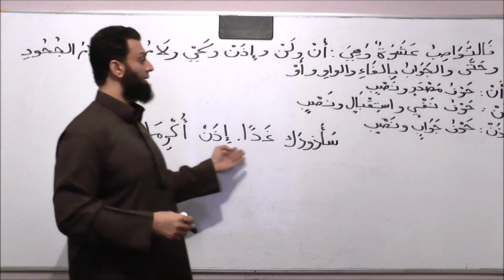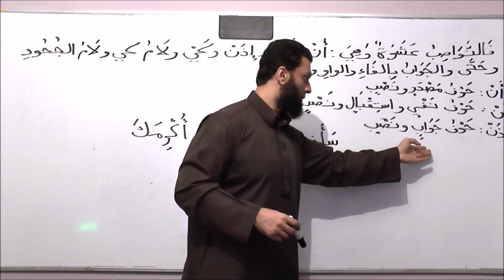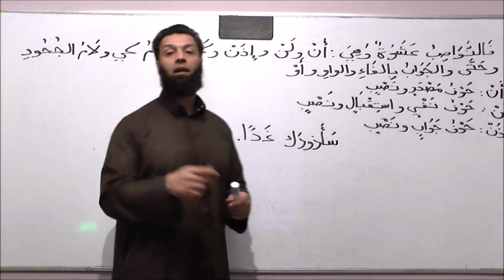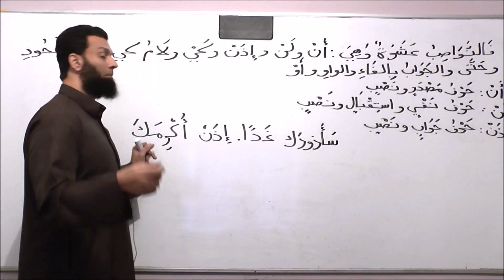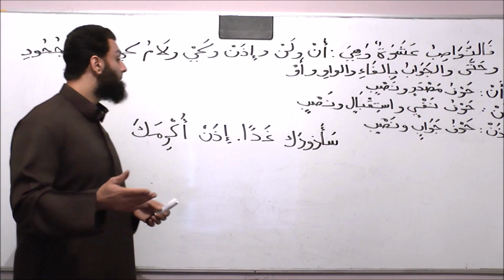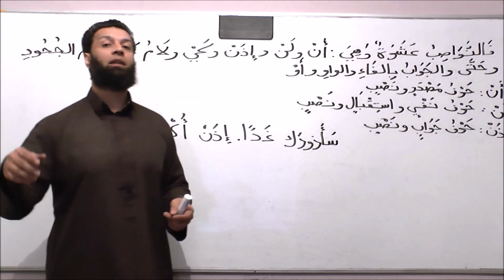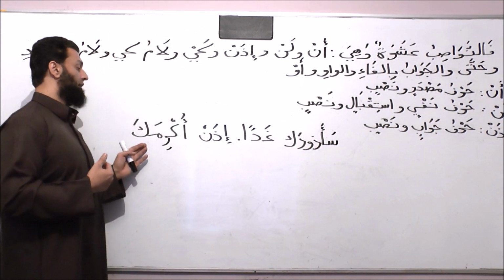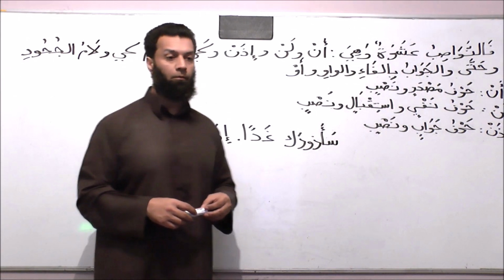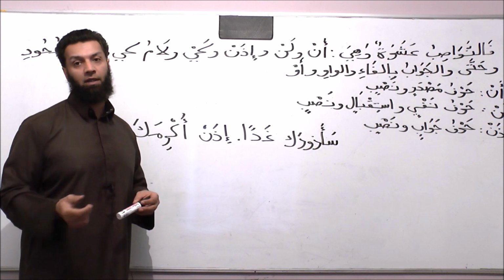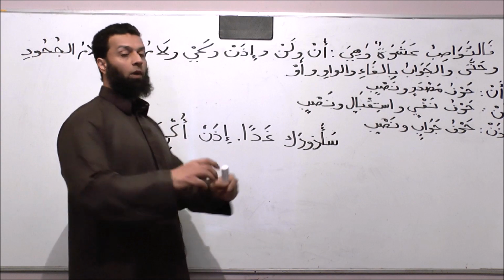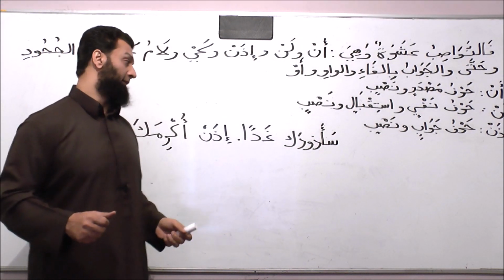Note that that is mansubun. Therefore we would say that idhan is harfu jawabin wa nasbin. Ukrima is al-fi'lu al-mudari'u mansubun bi an. فاعله مستتر وجوبا تقديره أنا, and kaf here is مفعول به. It is منصوب في محل نصب. Now, that's an example where all three conditions are present.